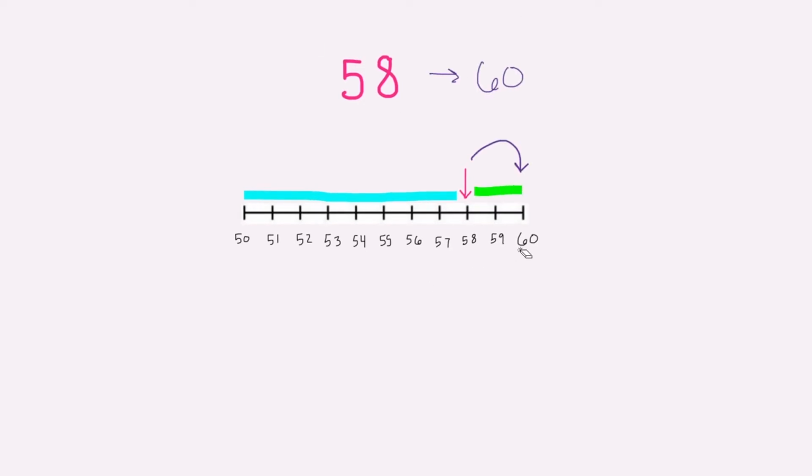This rounding problem is the same if we took away all the 5s from the number line and simply rounded the 8. We can see that 8 is closer to 10 than it is to 0. So 58 is closer to 50 plus 10, or 60, than it is to 50.